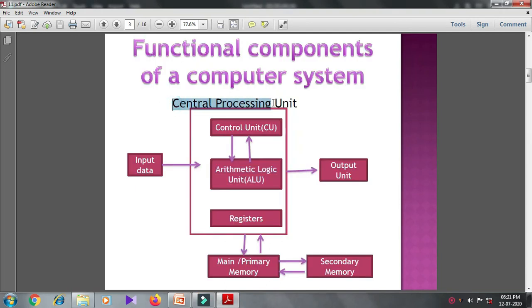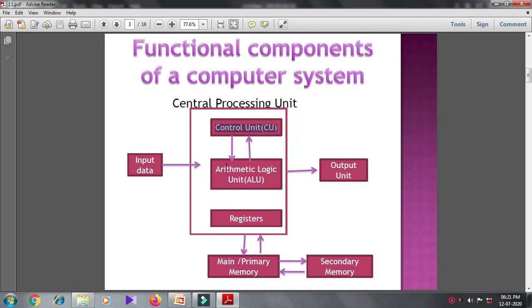Next, Central Processing Unit, CPU. The CPU is the brain of a computer. It guides, directs, controls and governs all the processing that takes place inside the computer. The CPU consists of two components, the arithmetic logic unit and the control unit, that perform their specific operations.